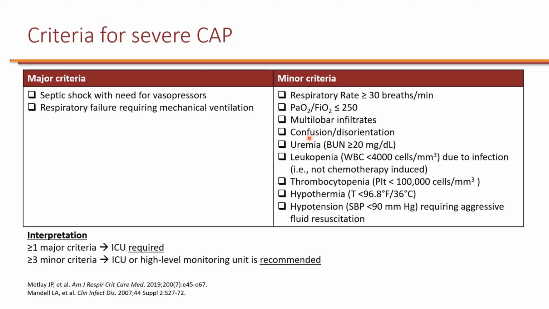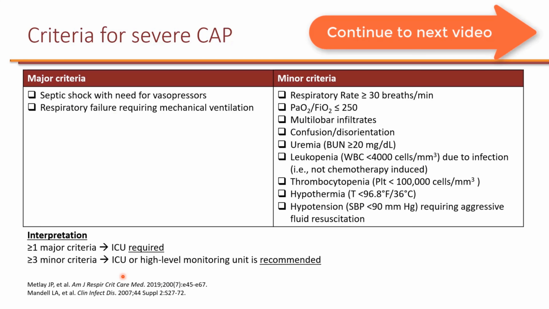Now, if someone has 3 or more minor criteria, they will also be classified as severe pneumonia. However, depending on the minor criteria, the patient may not necessarily need to be admitted to the ICU. But the reason I am mentioning these criteria for determining what's severe CAP and what's non-severe CAP is that the treatment actually depends on it. So the treatment for severe CAP might be slightly different than the treatment for non-severe CAP. So if someone does not meet these criteria, they will be considered non-severe.